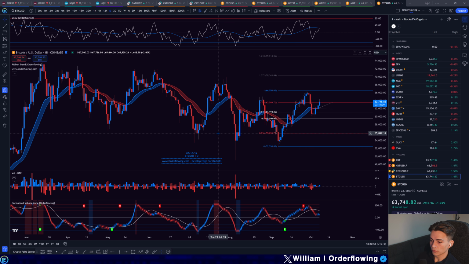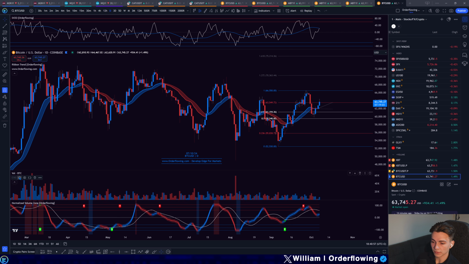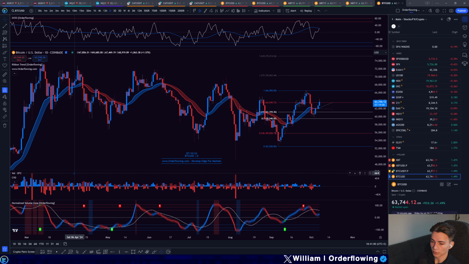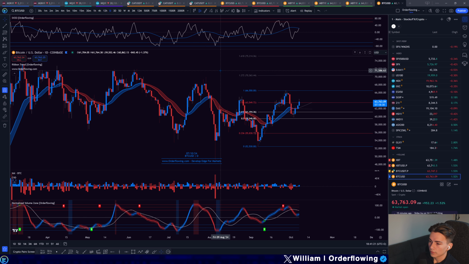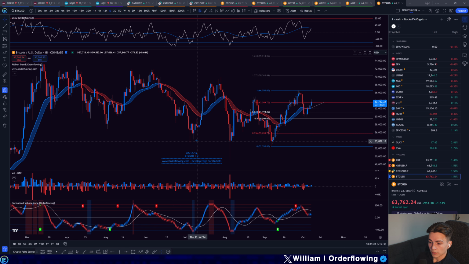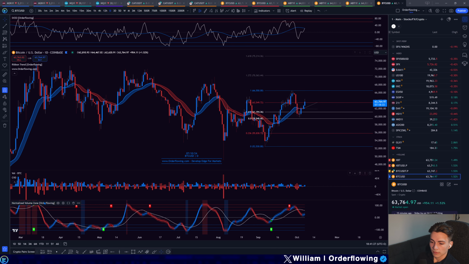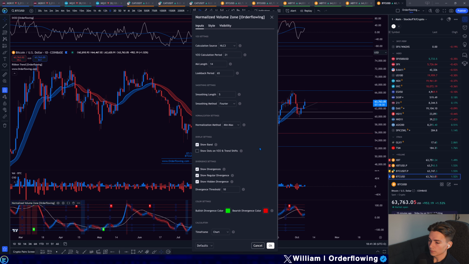But if you love to use volume in your analysis, as we can see here, I have the volume bars and the CVD bars. That's the cumulative volume delta, so we can see which participant is controlling the move. If we have a whole lot of selling volume and the CVD is red, that means the sellers are in control of the move. Right, so that's practically the normalized volume zone indicator.